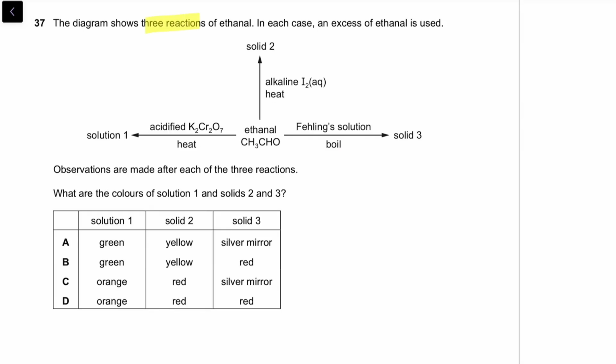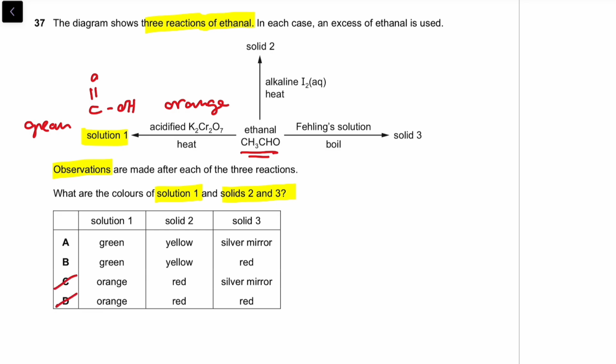The diagram shows 3 reactions of ethanol. In each case, an excess of ethanol is used. What are the observations made after each of the 3 reactions? What are the colors of solution 1, solids 2, and 3? For solution 1, we added acidified potassium dichromate to ethanol. This is going to oxidize our ethanol to produce COOH. When oxidation takes place, potassium dichromate is orange, but it will turn green when it is reduced to oxidize the ethanol. So we can already cross off C and D.